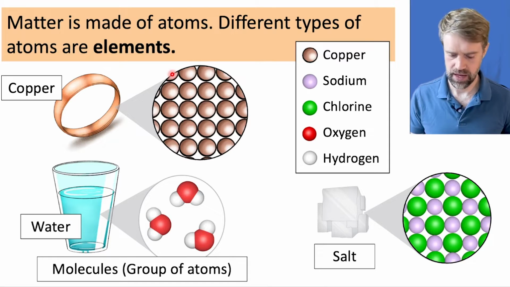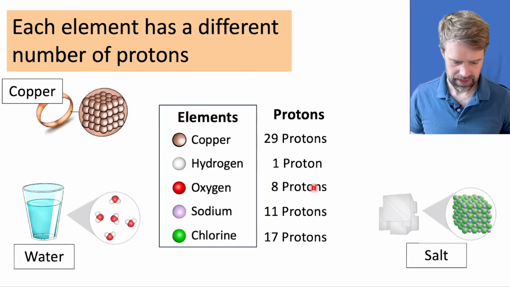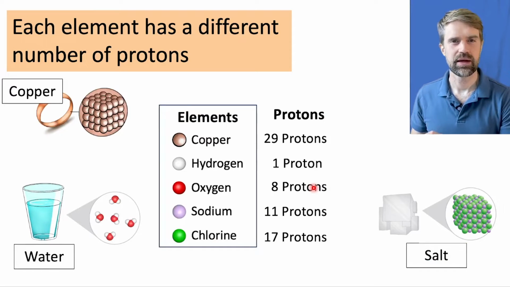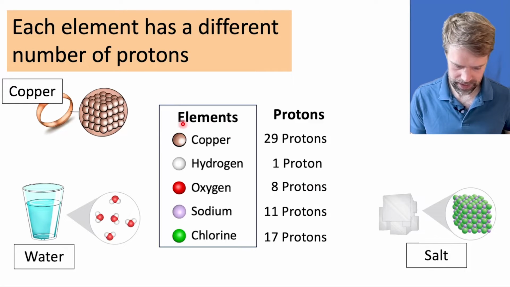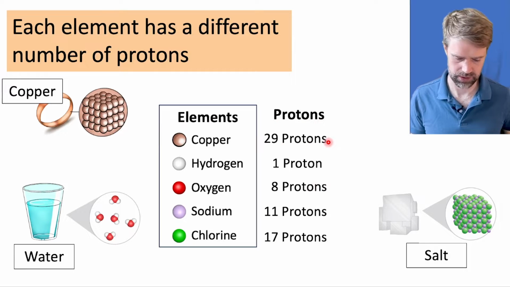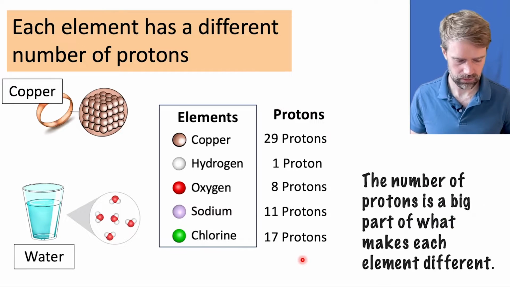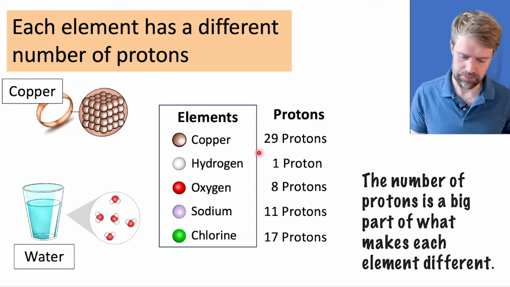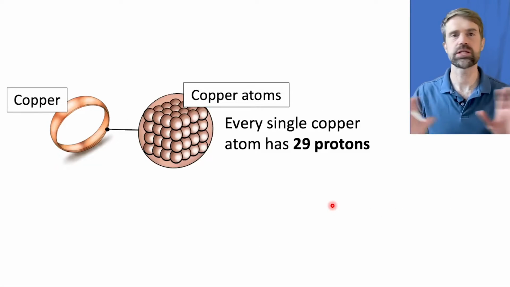We've talked about the fact that there are different types of elements. Here are the elements that make up these substances, and each element has a different number of protons. For example, copper atoms have 29 protons in their nucleus. Hydrogen atoms have 1 proton. Oxygen atoms have 8 protons in their nucleus, and so on. The number of protons is a big part of what makes each element different. There's some simple rules for how this works.